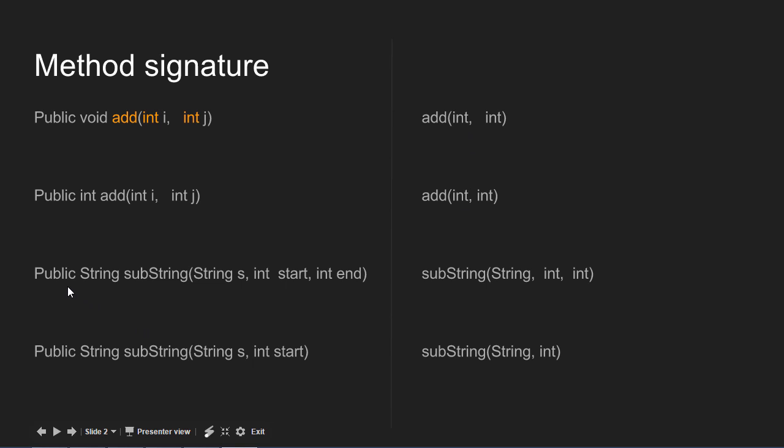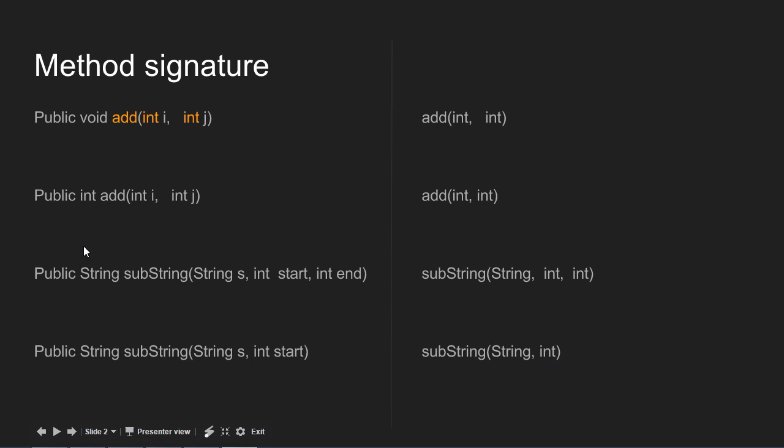Now the third example, the third method: public String substring(String s, int start, int end). This particular method has this signature: substring, which is the method name, and the input argument list, that is String, int. So we know that the access modifier, the return type, and even the variable names are not part of the method signature. And the fourth one is easy because we have seen three examples. It has a signature of substring(String, int).